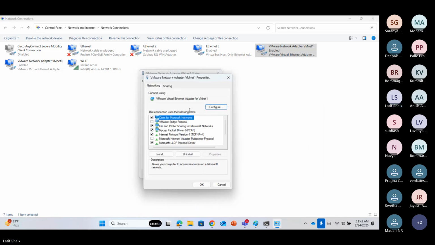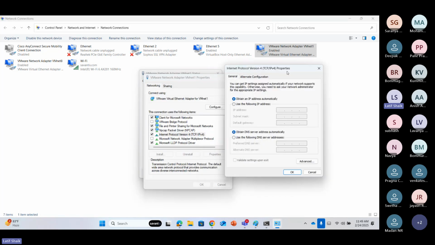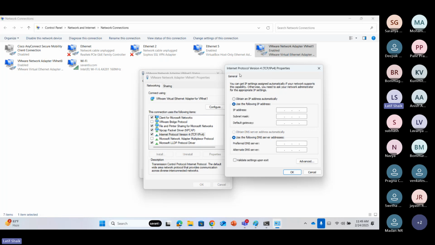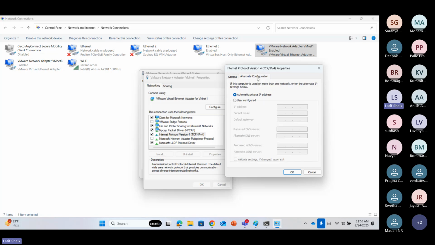If you see in this configuration, so obtain IP address automatically. If you fail to get an IP address, then you can use this alternate configuration. See, if I put the following, this tab disappears. If I select this option, this tab appears. It means first try to get an IP address from DHCP. If you fail to get an IP address from the DHCP server, use the alternate configuration.